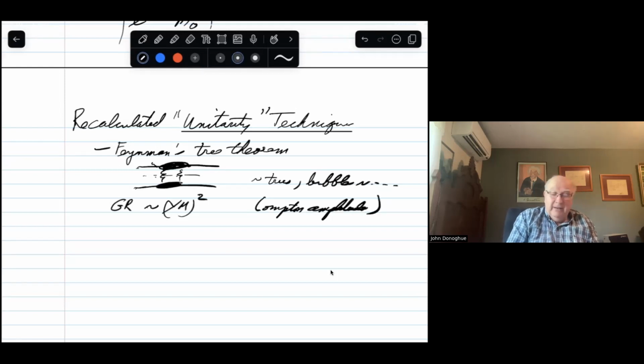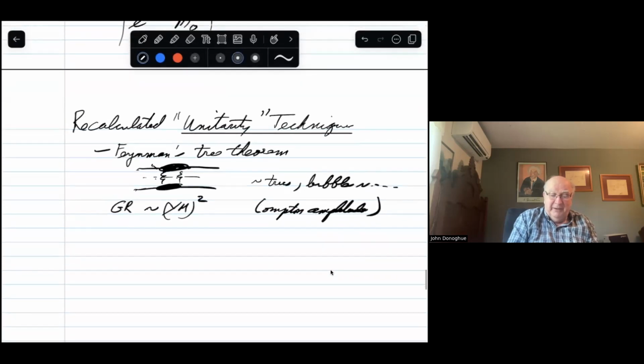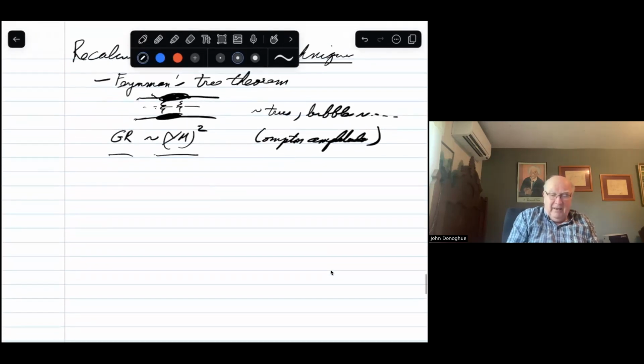And so you can redo the calculation using these modern techniques instead of doing the Feynman diagram expansion. You write out the Compton amplitude for photons, you square it, it becomes a general relativity amplitude, you multiply them together, you pull out the relevant kinematic factors, and you write the answer out. So it's a modern way to do that, and you get the same answer.